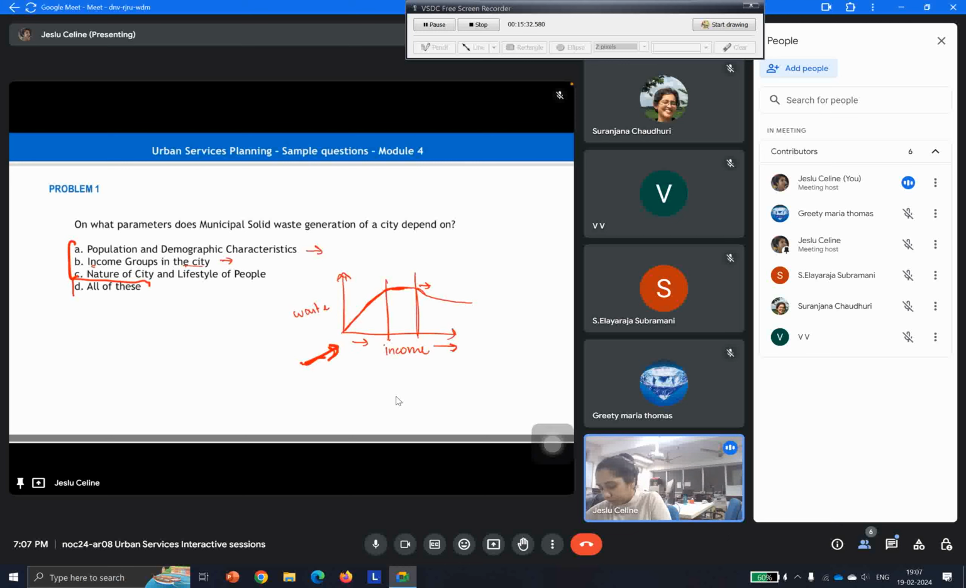So the answer is all of them. Population, income groups, and nature of the city influences the solid waste generation. So let's proceed on to the next question.